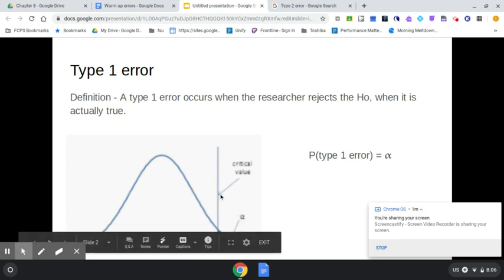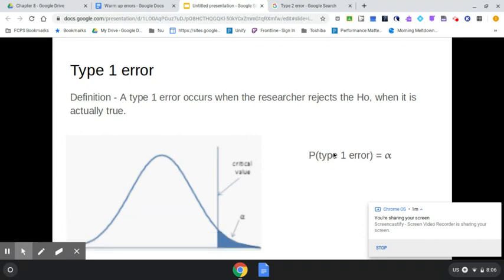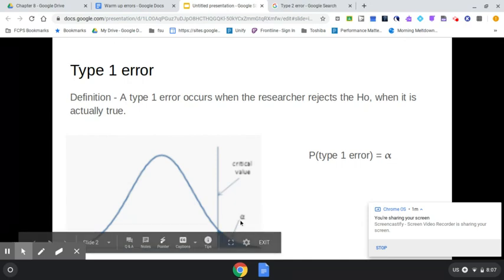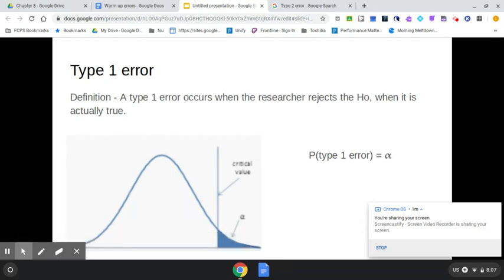So in other words, we're going to make a type 1 error anytime our p-value is less than alpha. So the type 1 error probability is actually the alpha level. So anytime you have an alpha of 0.05, there's a 5% chance that you're going to reject the null when it's actually true. And that's what a type 1 error says.